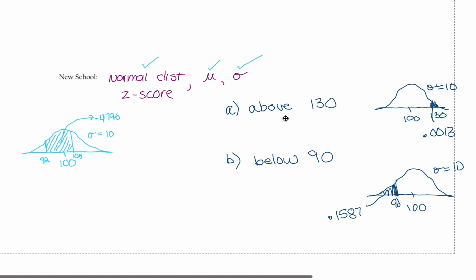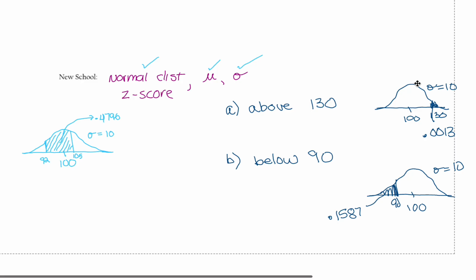So part A is above 130. So do parts A and B for a second. I already drew the normal curve for each to help you visualize those. But please pause the video and think about it a second. Maybe do it on your calculator on your own, and we'll check it later.